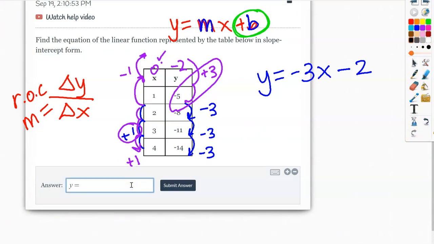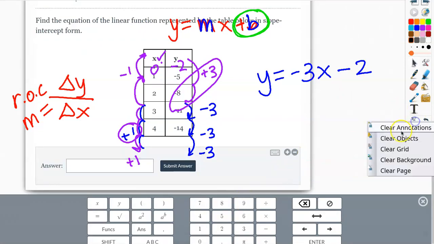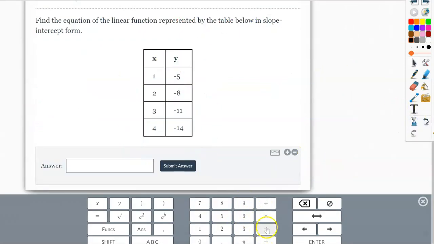Y equals, I need the y equals this time, negative 3x minus 2. And if you are using the Delta Math keyboard, right here, the minus sign is this subtraction sign. So y equals negative 3x minus 2.